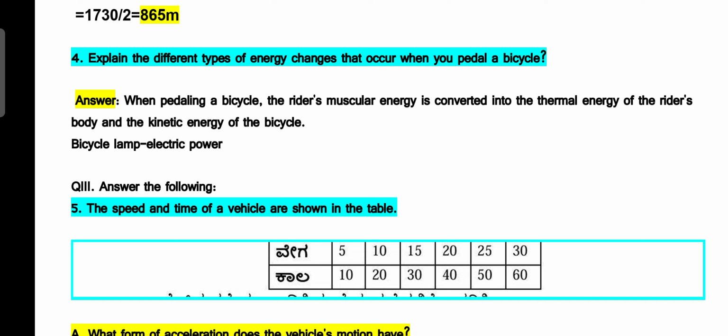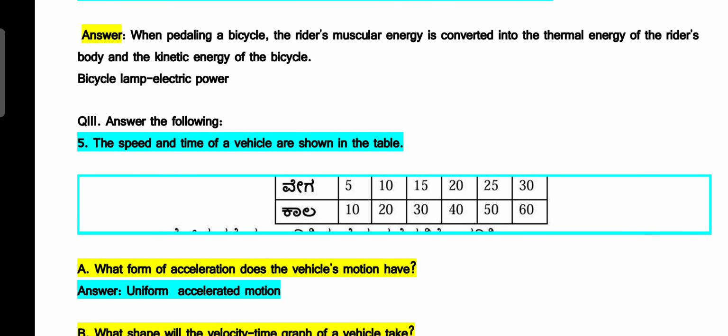And also if there is a headlight for the bicycle, the muscular energy is changed into the electromagnetic energy, and then that is converted to the electrical energy, and then finally the light energy also.